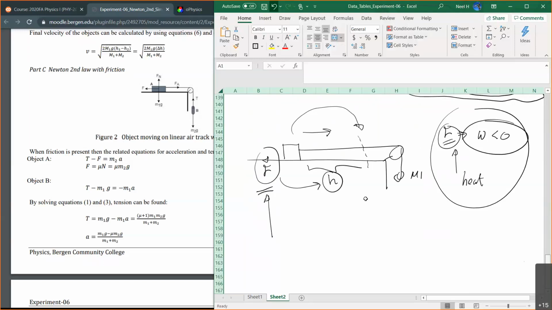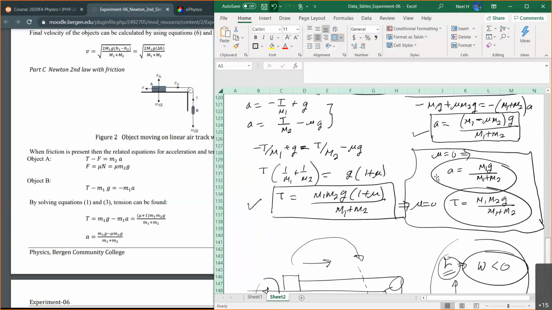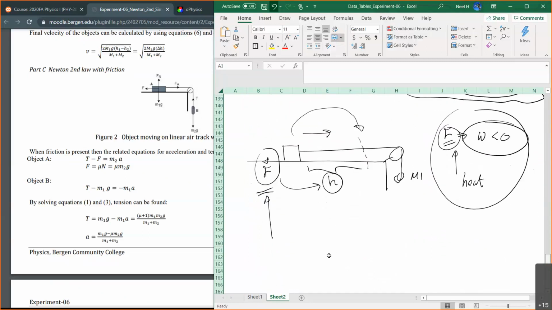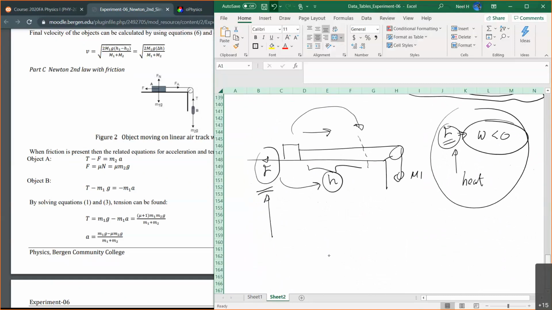Okay. Question. Okay, that's what we're going to check: the effect of friction on these two behaviors of this system, in terms of acceleration and tension.